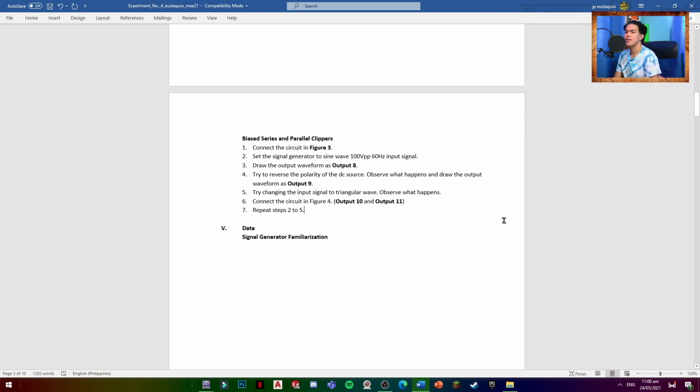So the first step is to connect the circuit in figure 3. Set the signal generator to a sine wave, 100 volts peak to peak, 60 Hz input signal. Draw the output waveform as output number 8. Try to reverse the polarity of the DC source, observe what happens, and draw the output waveform as output number 9. Try changing the input signal to a triangular wave and observe what happens. Step 6 is to connect the circuit in figure 4, which will be output 10 and output 11, and repeat steps 2 to 5.